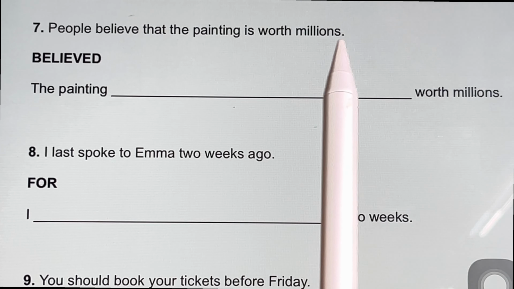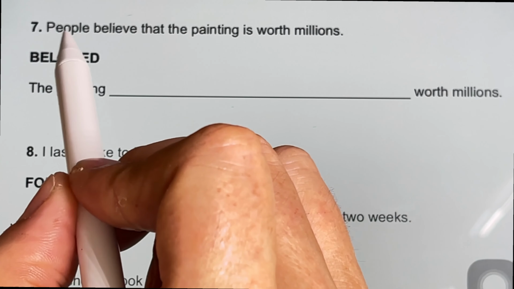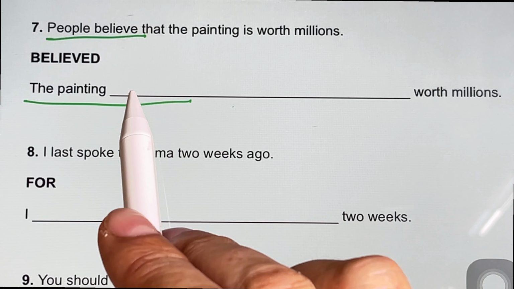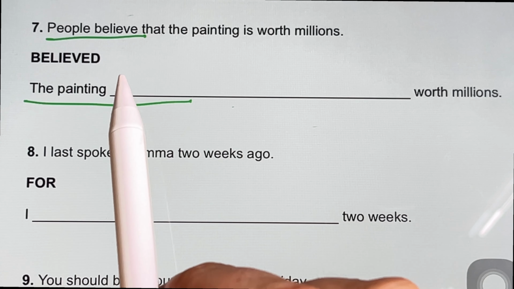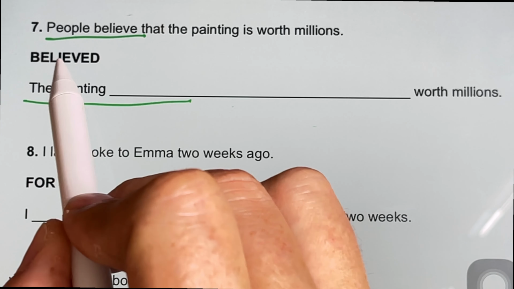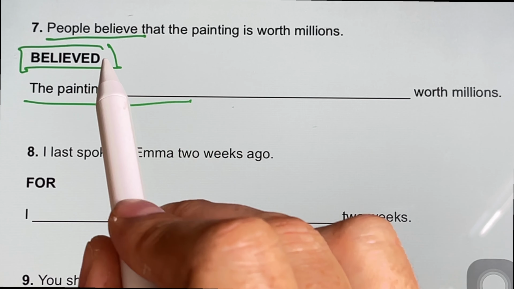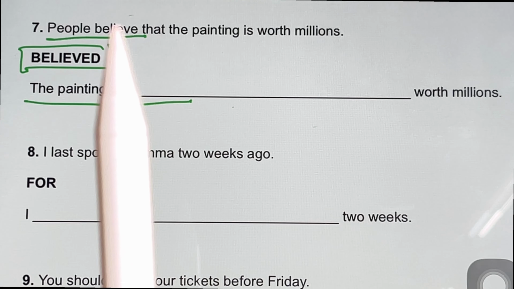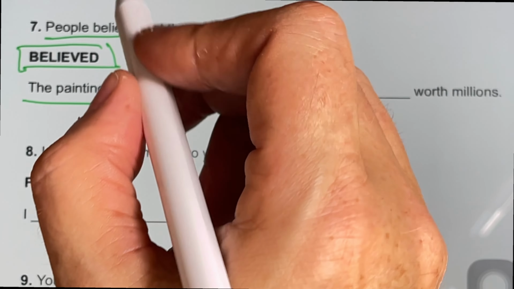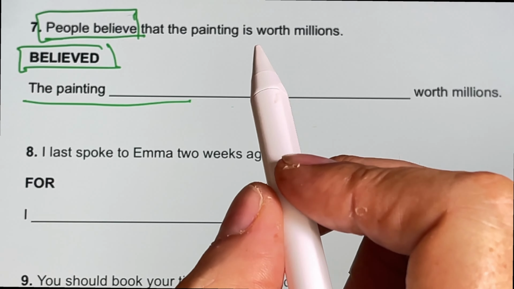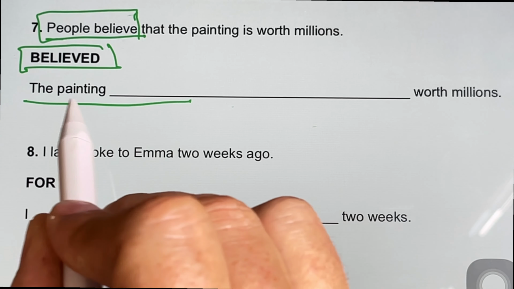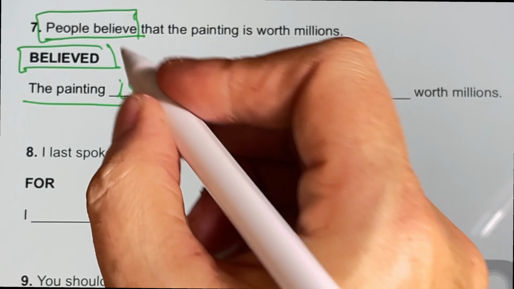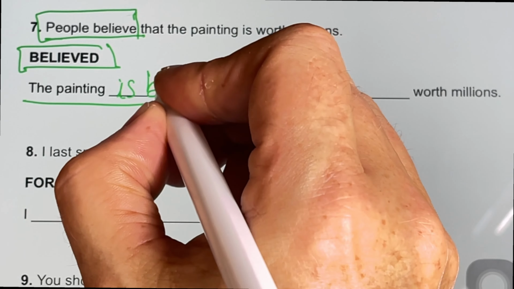"People believe that the painting is worth millions." Every time that I see "people believe", I need to think that this is going to be a passive. This second sentence is going to be a passive. So the word given is "believed", and it's a passive reporting verb. Now, "people believe" is in the present. The verbal form is present. So we need to transfer it into the present too, because it's in the present. So the painting is believed.